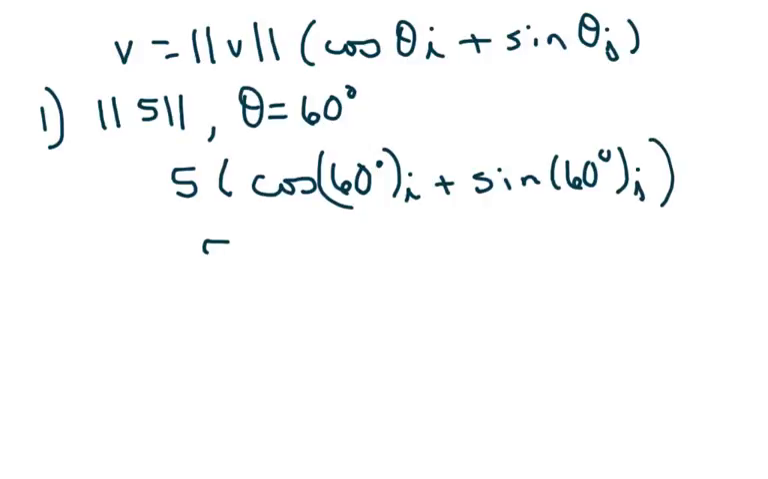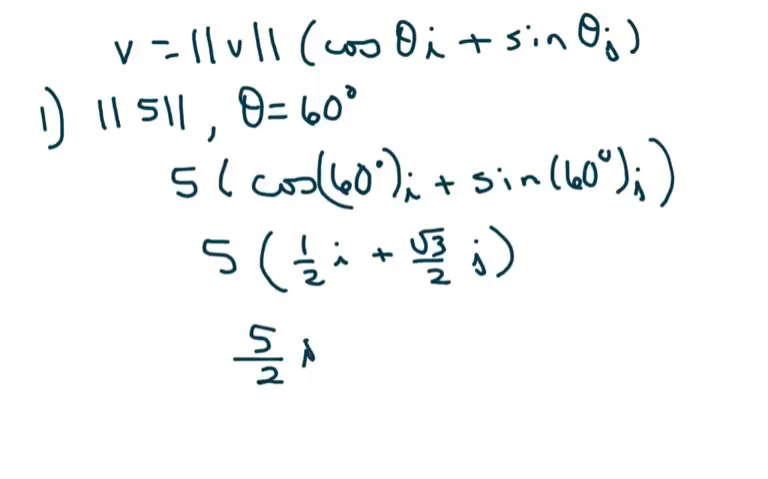That equals 5 times 1/2 i plus square root of 3 over 2 j. Just multiply through and you get 5/2 i plus 5 root 3 over 2 j. That's how simple it is. Let's do a few more.